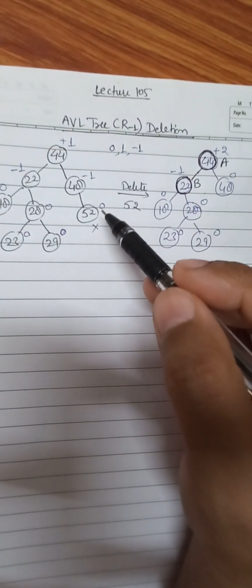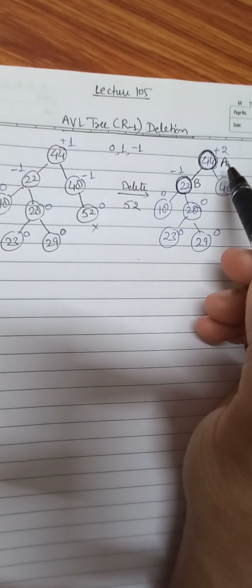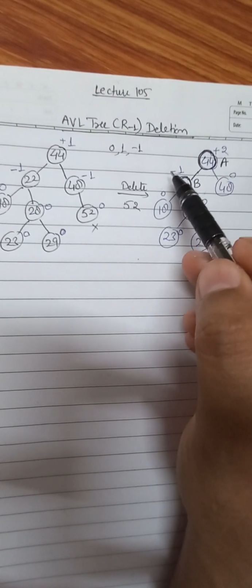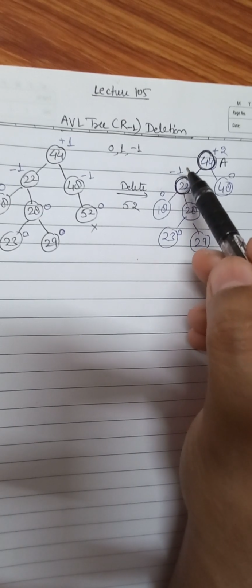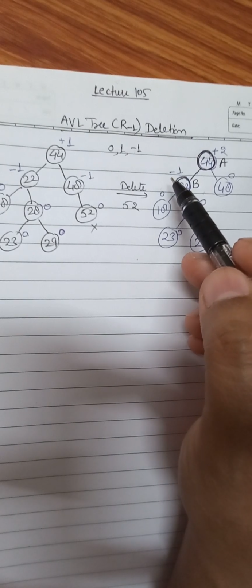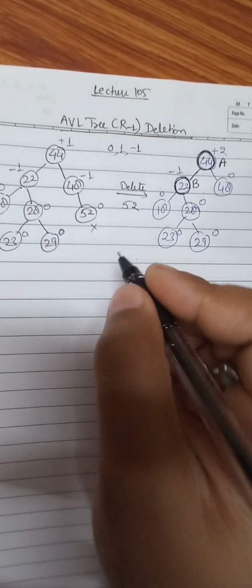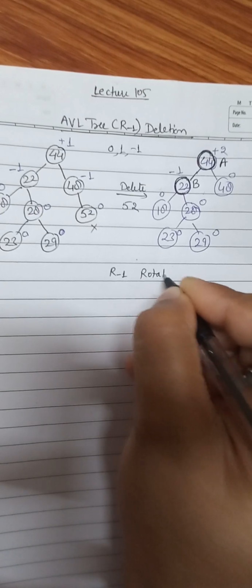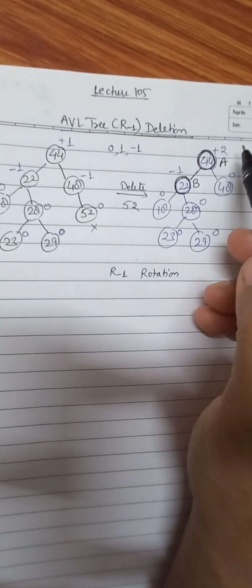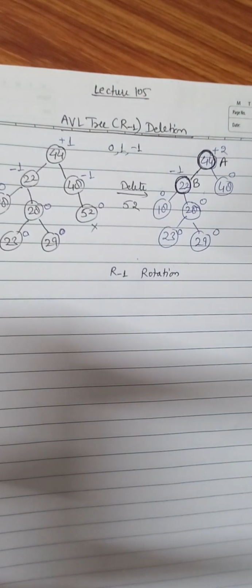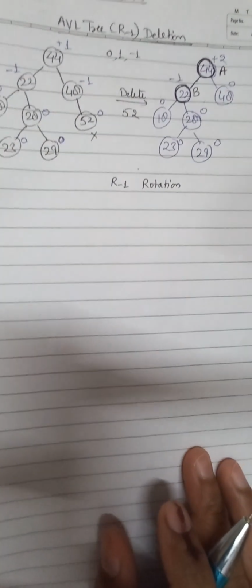Again see, after deletion the root node is considered as A and the node nearby to the root node is considered as B, and whatever the balancing factor on this node, that decides the deletion rotation. Because here on the B node the balancing factor is -1, which rotation will we do? We will do R-1 rotation to balance the tree. As we see the balancing factor on this node is +2, we need to rotate it. Now we will do the rotation.